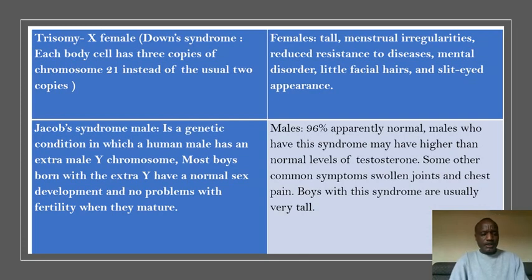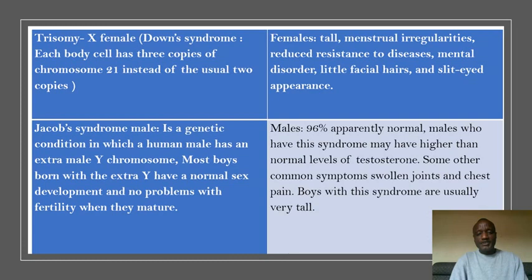Again, there is what we call Jacob's syndrome. I like this. This kind of abnormality is also most common in males. Here, the human male has an extra Y chromosome. Most boys born with an extra Y have normal sex development and no problems with fertility when they mature. You have heard that when you have extra Y chromosomes, you have more chances to produce baby boys. So that's good.